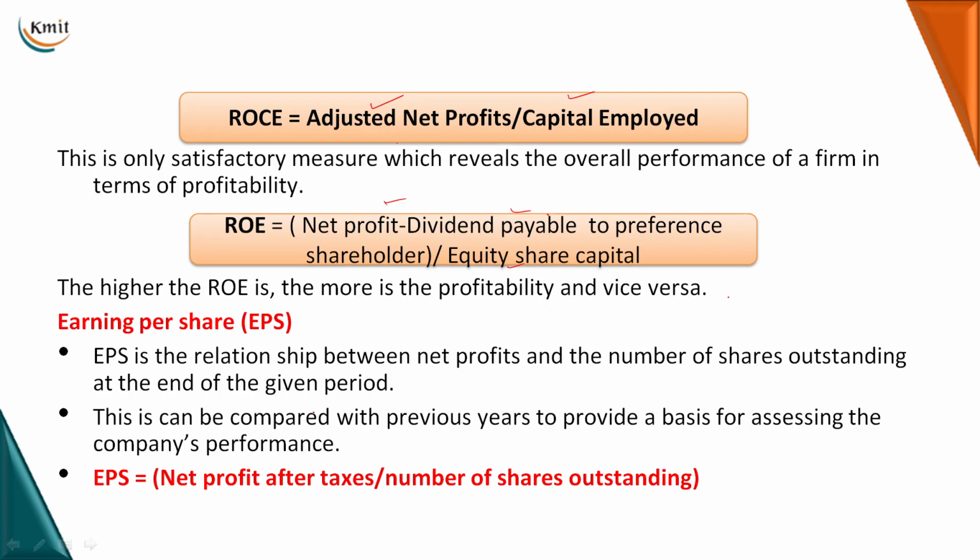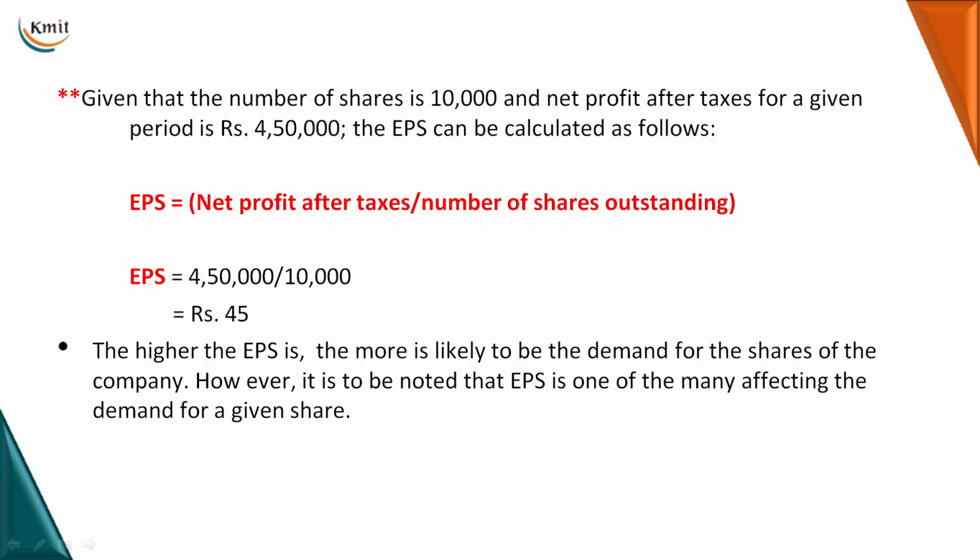Earnings per share. Earnings per share is the relationship between the net profits and the number of shares outstanding at the end of a given period. This can be compared with previous years to provide a basis for assessing the company's performance. So EPS is calculated by using this formula, that is net profit after taxes divided by number of shares outstanding.